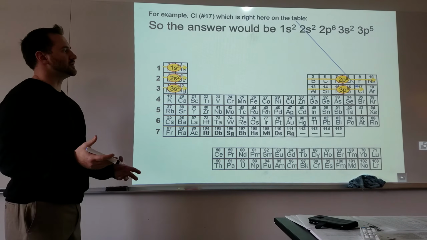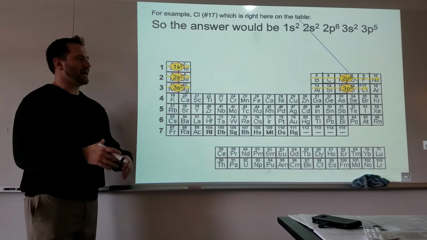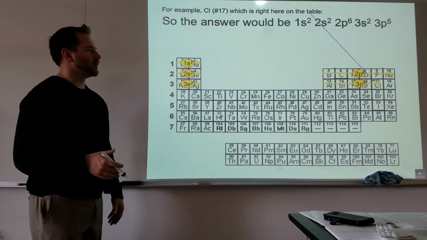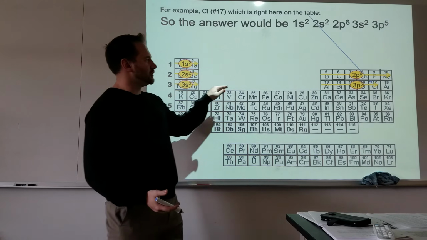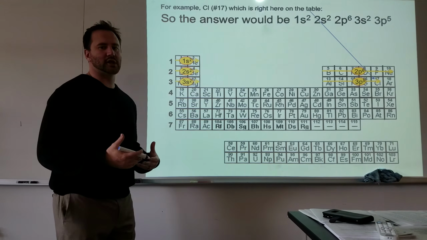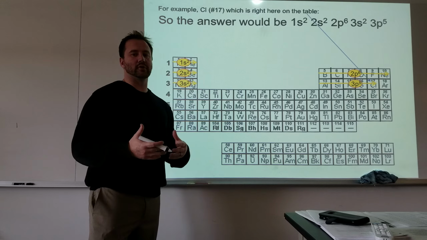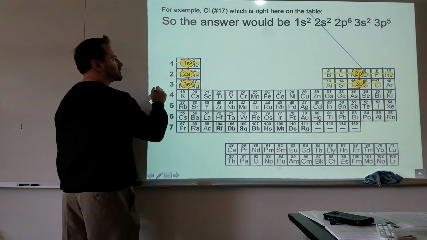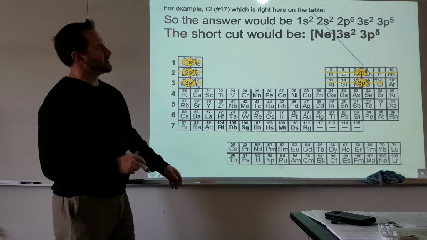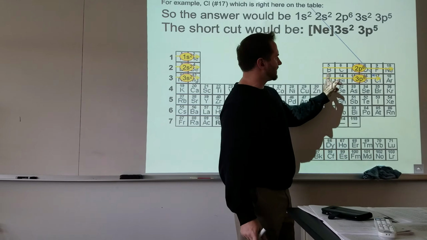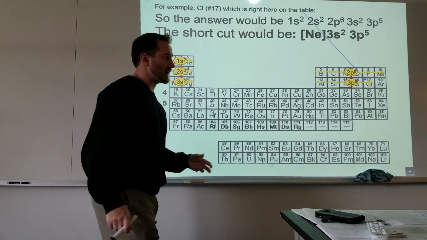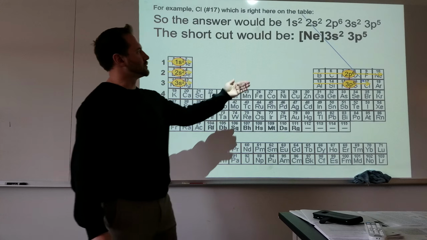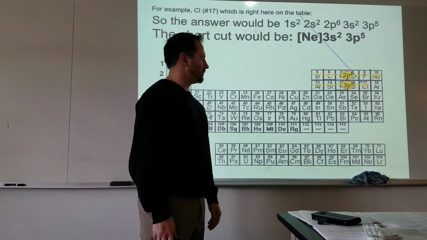Now, you can actually shorten this quite a bit because atoms are very superficial and they only really care what's on the outside. So everything that's up to the noble gas before it is considered an inner shell electron. And in reality, it's never going to react with its inner shell electrons, only what's on the outside. So we could write this in shorthand by summarizing everything up through 2p6 as neon. So you write the noble gas that comes before the element, and then whatever's left in the outer shell, which would be the 3s2 and 3p5.